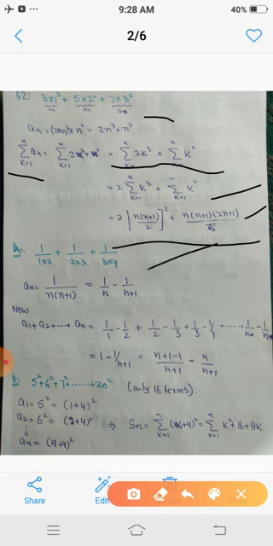Now the fourth one is 1 upon 1 into 2 plus 1 upon 2 into 3 plus 1 upon 3 into 4. So we will first find, or form, its general term, that is an equals 1 upon n into (n plus 1).